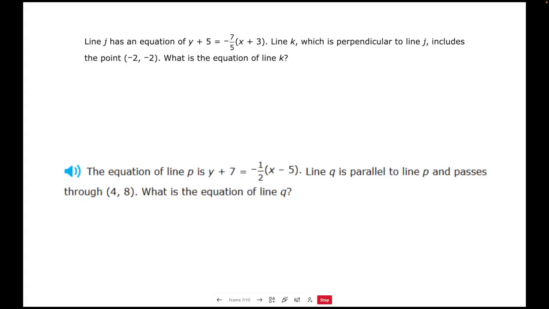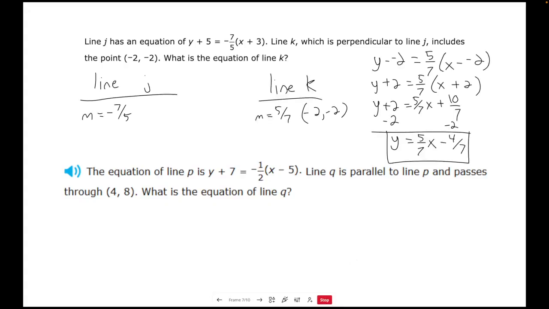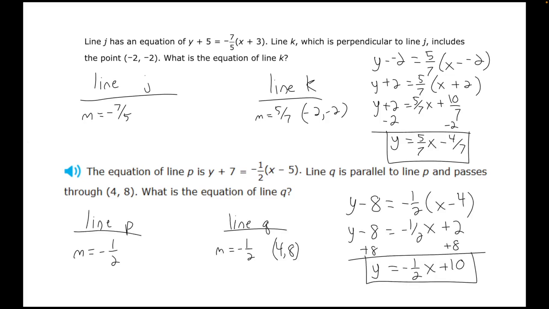Okay, now that you've had time to work these problems, let's check your solutions. For the first problem, you should have ended up with y equals 5/7 x minus 4/7. Here's the work. And for the second problem, here is the work. You should have ended up with y equals -1/2 x plus 10.